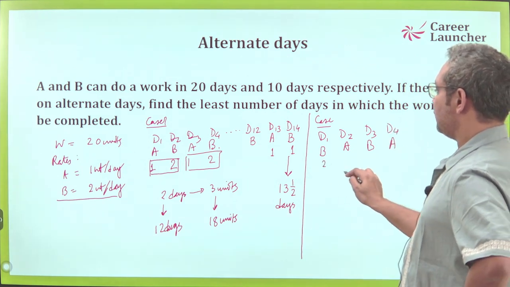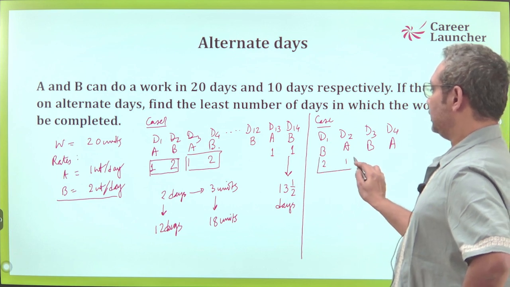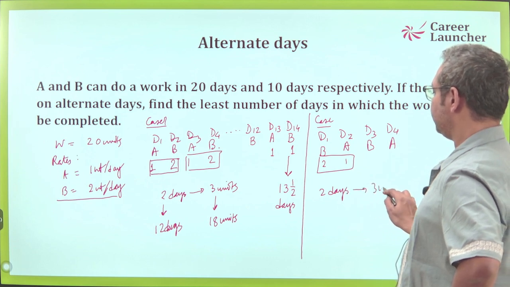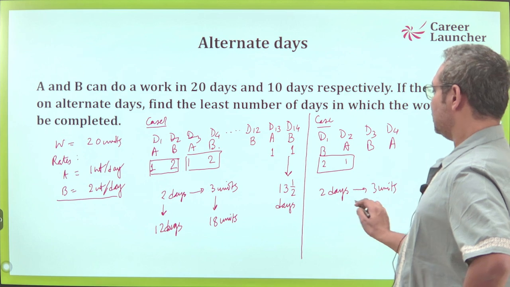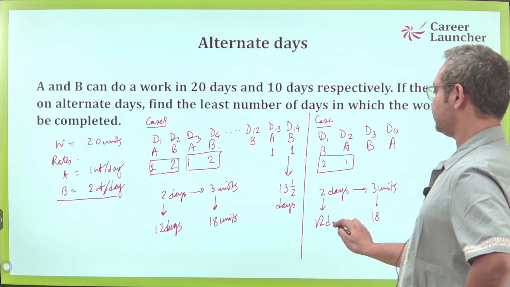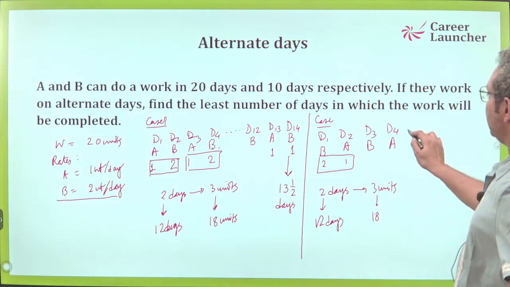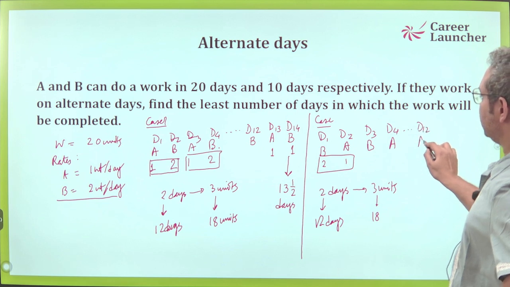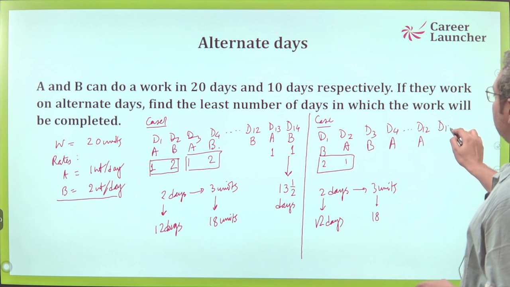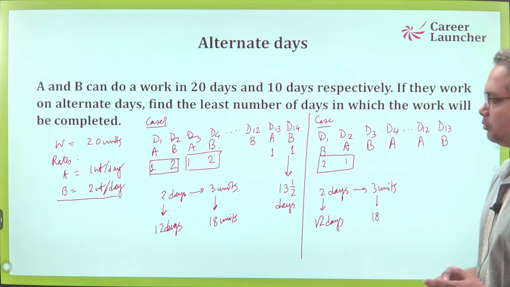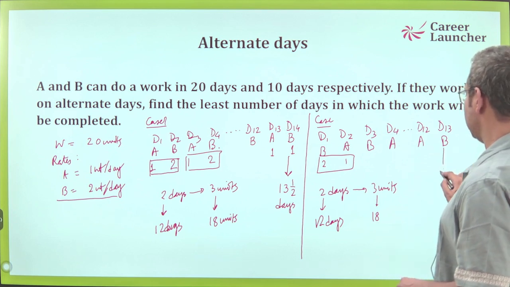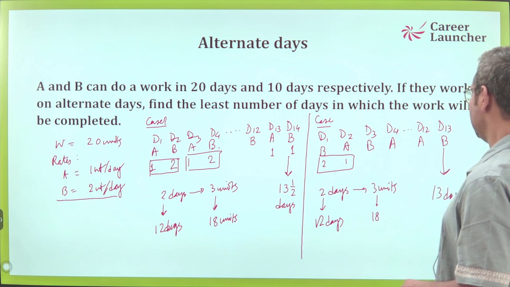So it's 2 and 1 this time, so it's still those 2 days and it's still 3 units. So again we will do the same. For 18 units it would take 12 days. On the 12th day it would be A's turn this time, and therefore on the 13th day B will come and will complete the 2 units that he normally does, and that will be the end of the work. So it is exactly 13 days.